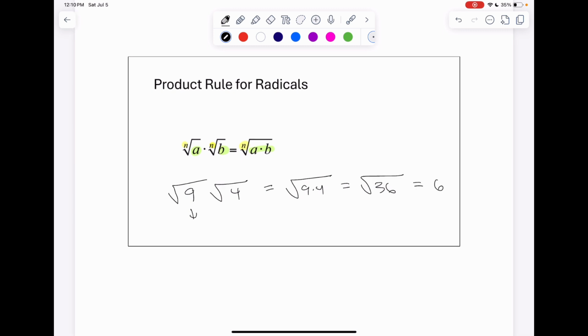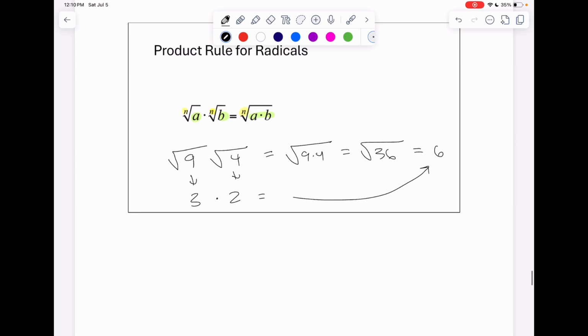Okay, let's check it out. Remember, square root of 9, that's 3. Square root of 4, that's 2. If I multiply them together, do I get 6? I sure do. Absolutely right. So you can put them together, but keep in mind, we can also break them apart. And that's the rule that we were using to simplify our radicals.